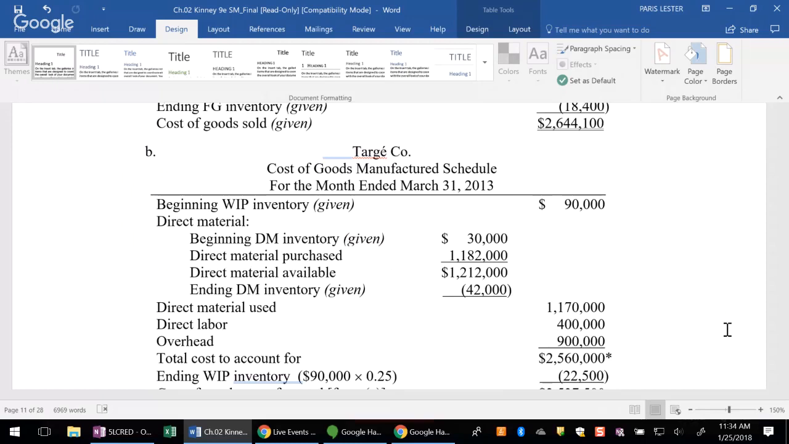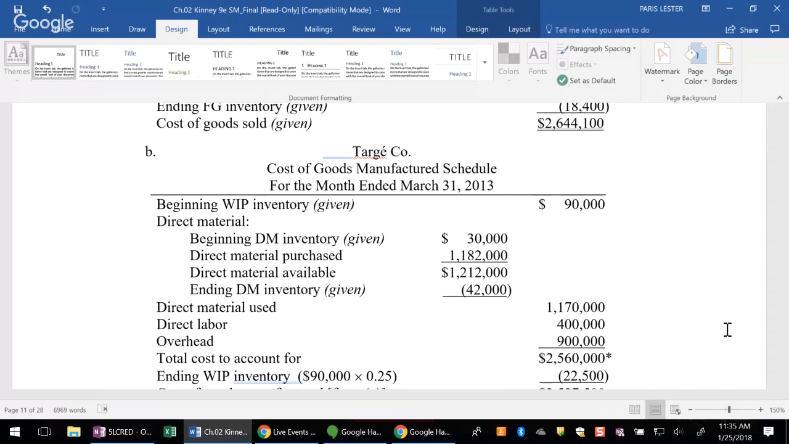Now, how do you say to get your direct labor? I mean, it becomes like an equation. Right. X. Yeah, but without doing the math, all right. Okay, ending work in process is what, just 25% of beginning work in process? Yeah, that's 22,500. Right, that's 25% of 90,000.